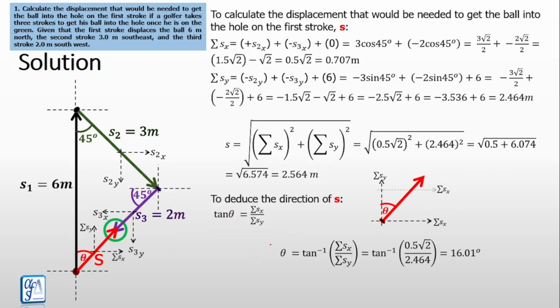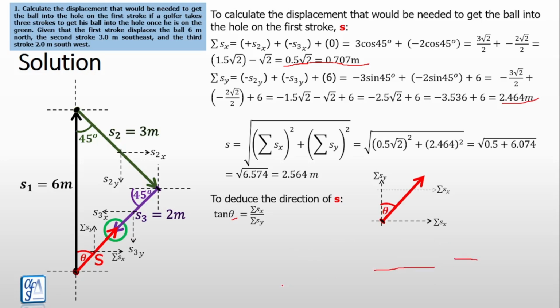Now we have this. So we want to get theta. Theta is going to be what? Tan inverse of both sides. We have theta equals tan inverse of summation of s of x over summation of s of y. Okay, now what is summation of s of x? Of course, s of x is going to be this. That's 0.5 root 2, and s of y is 2.464. Okay, now solving this, tan inverse of this, pressing the calculator will give us 16.01.